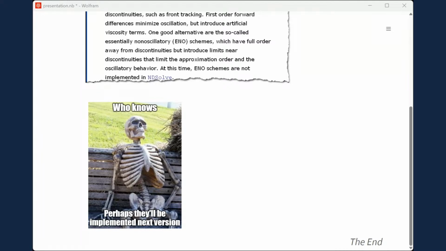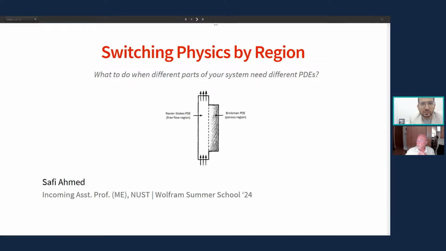Okay, so our next speaker will be Safi Ahmed, who will be talking to us about his work in modeling PDEs. And without further ado, I'll hand it over to Safi. Right, cool. So greetings, everyone.